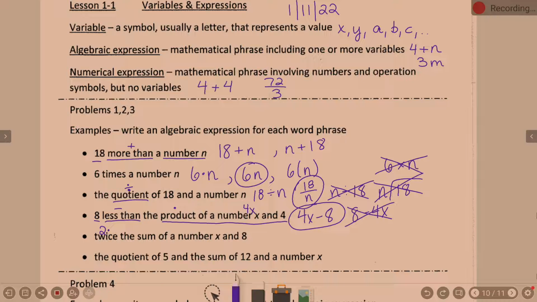The two numbers are added. Okay, so this is going to be twice the sum, so twice some type of addition. What are we adding? x and 8. So we're going to do 2 times, and then the sum of x and 8. So how do I show the sum of x and 8?